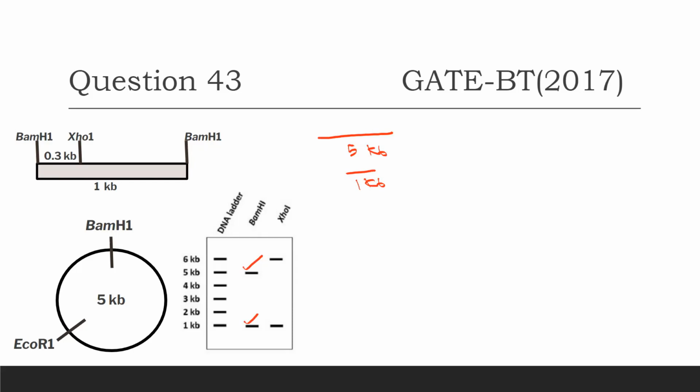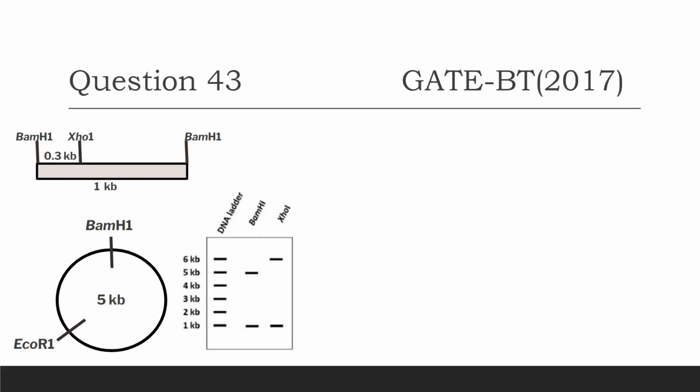Now, if you had digested with EcoRI, you will not get a linear DNA fragment for the vector because it does not have an EcoRI site. And you will get a 0.3 and a 0.7 kb fragment of the insert. But since that is not observed in this case, option A is therefore wrong.